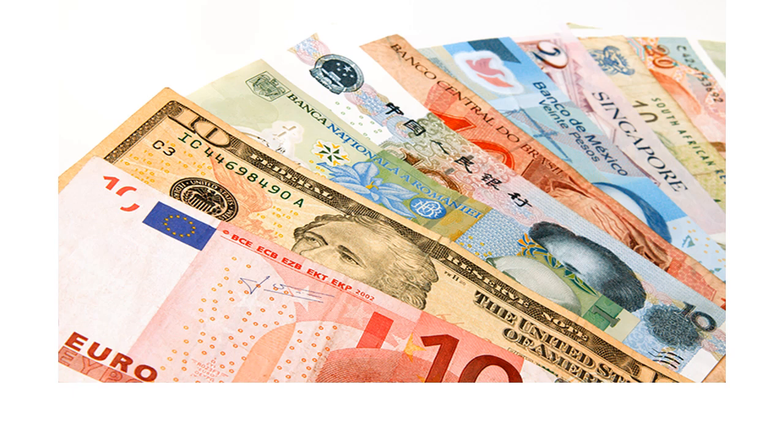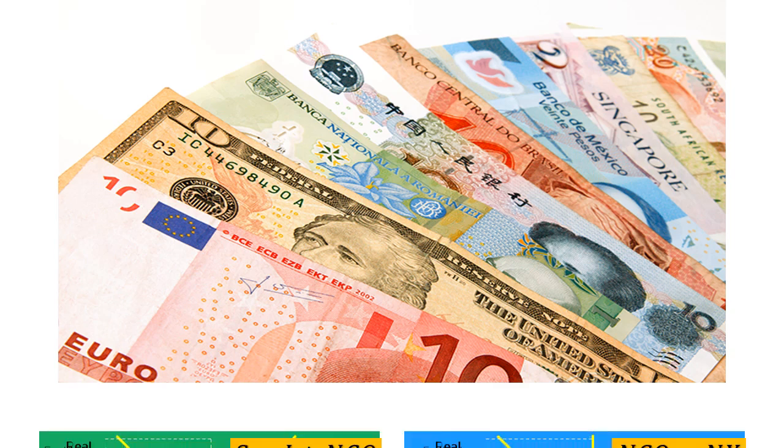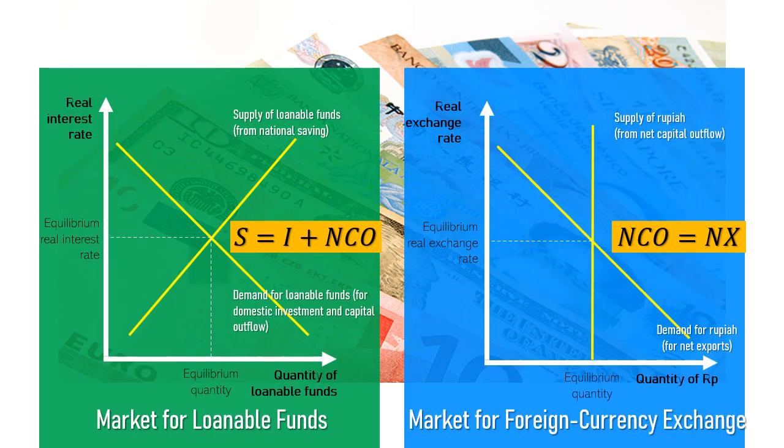Okay, the explanation will be straightforward. I would say this first. Basically, there are two markets in long-run open economy models. First is the market for loanable funds. What you have to understand is here we're talking from the perspective of the domestic economy.